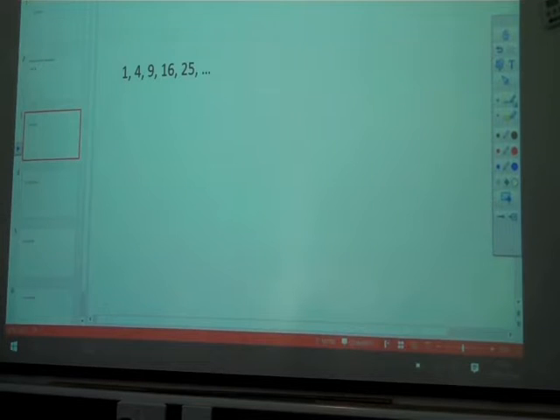Yes. I am squaring it each time. So, what would you say the rule was for that sequence? N squared. Brilliant. The rule for that sequence is n squared. Take the first term, when n is 1, 1 squared is. Next term, when n is 2, 2 squared is. Next term, when n is 3. And so on. Are you happy with that one?